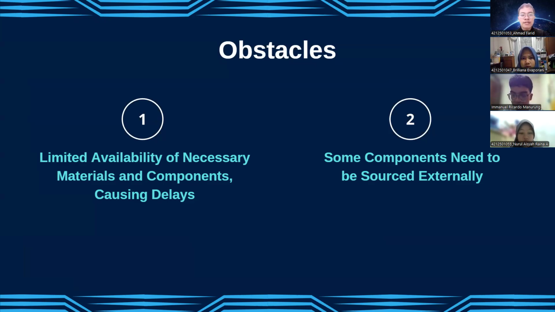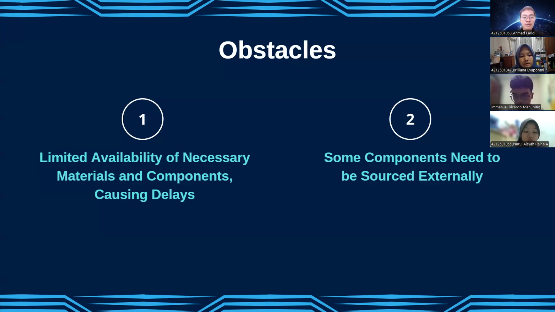In this slide, I would like to share our obstacles. During the design and development process of the conventional control Cartesian machine, our team encountered several challenges. The main obstacles were the limited availability of required materials and components, which caused delays in certain stages of the project. In addition, some components had to be sourced from external suppliers, resulting in extended procurement time.